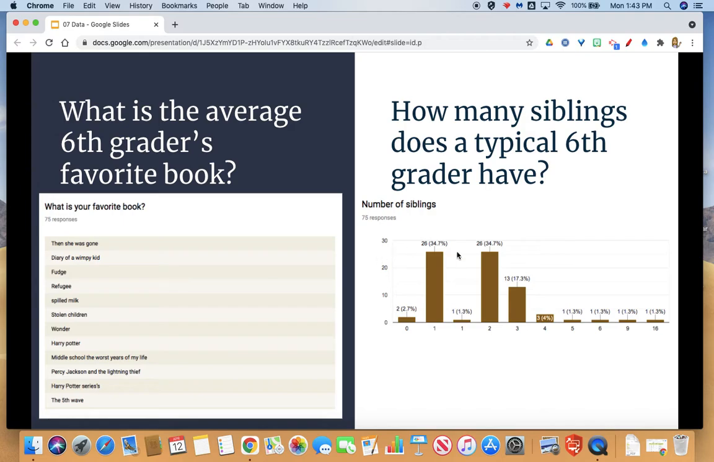I notice it's really easy for us to pick out what's a common number of siblings for sixth graders to have, like one or two. We have like 27 and 26 people that have that amount. So it's that numerical data groups together much easier when we're asking a question that requires a numerical answer, rather than when we just get this really long list of all these different books. It's much more challenging to pick out where those trends are happening.